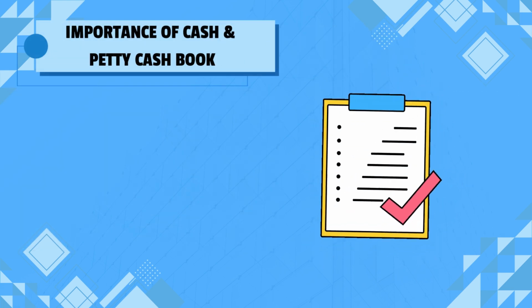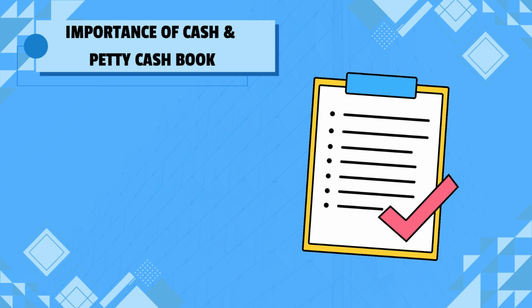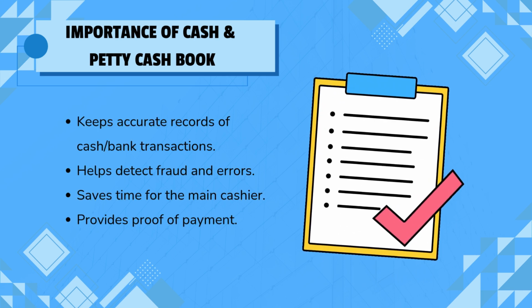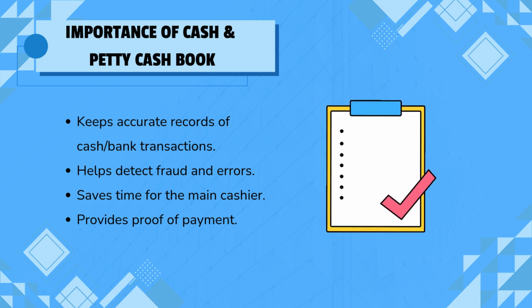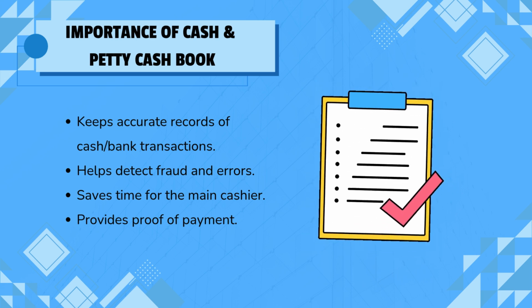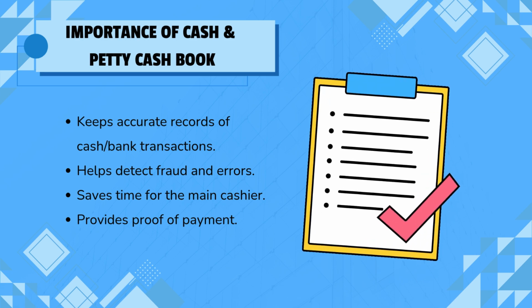Cash books and petty cash books are important because they are accurate records, help detect fraud, they save time for the main cashier, and provide proof of payment.